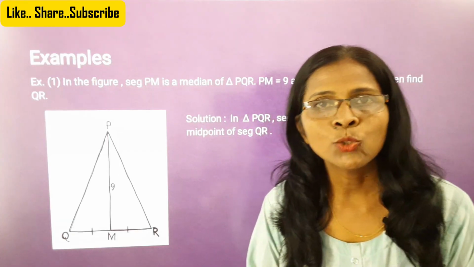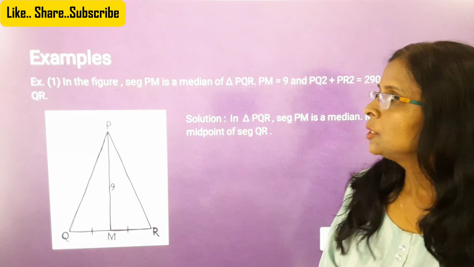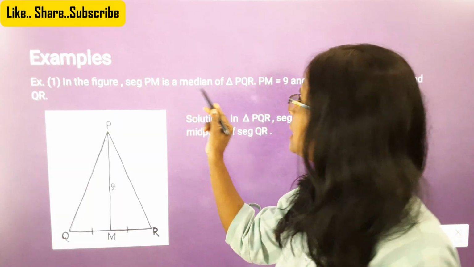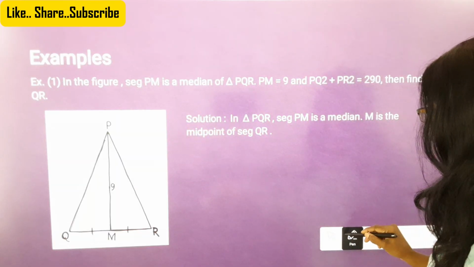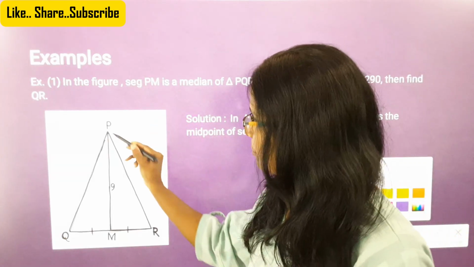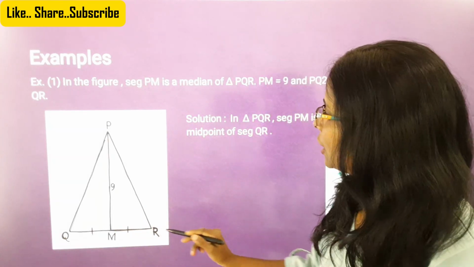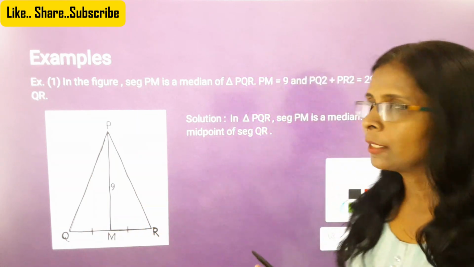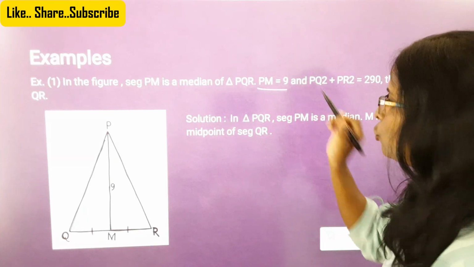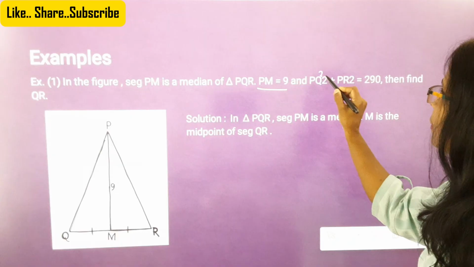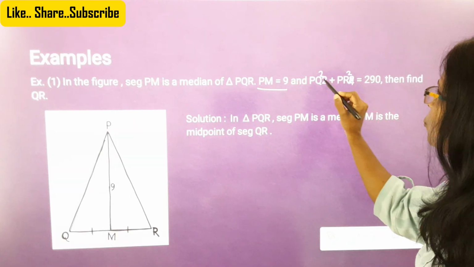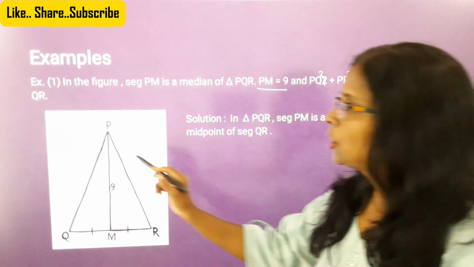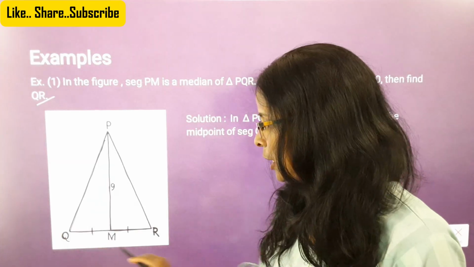Let's see an example, students, based on the Apollonius Theorem. Example 1: in this figure, segment PM is a median of triangle PQR, that means M is the midpoint of QR. PM is equal to 9, and PQ square plus PR square is equal to 290. Then find QR.